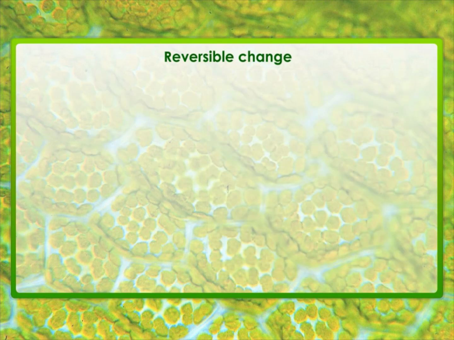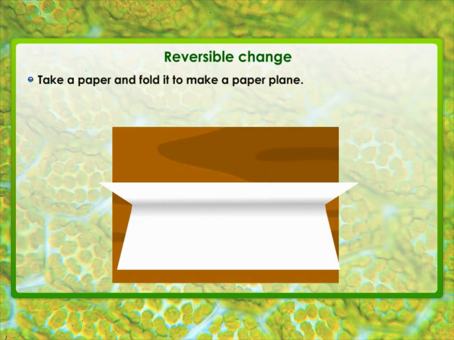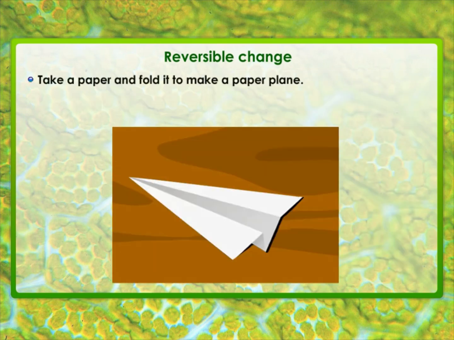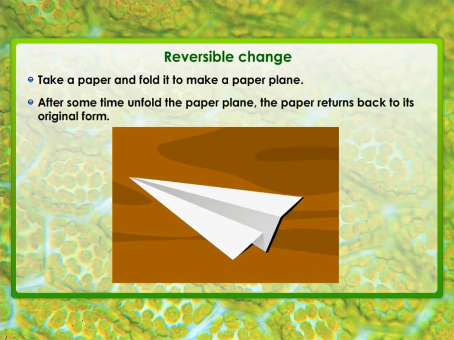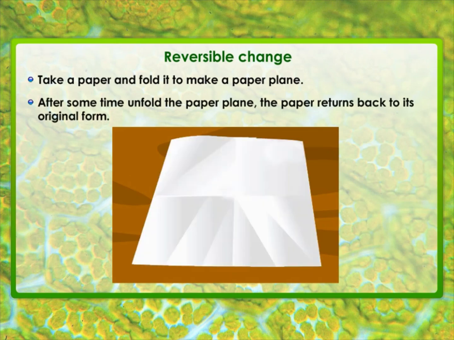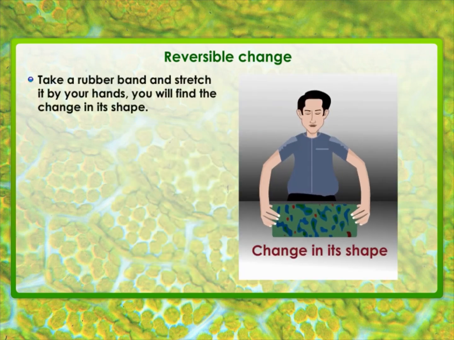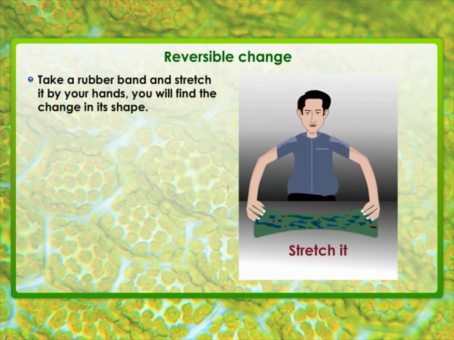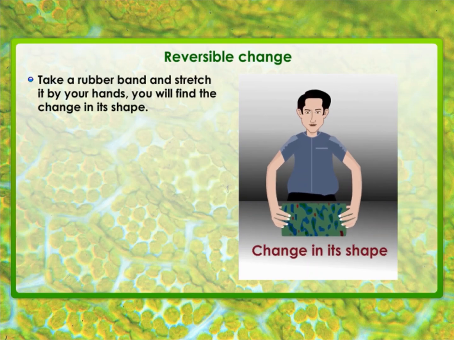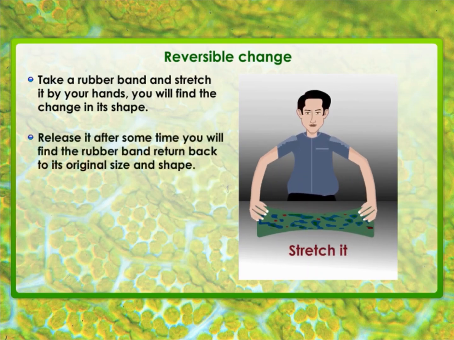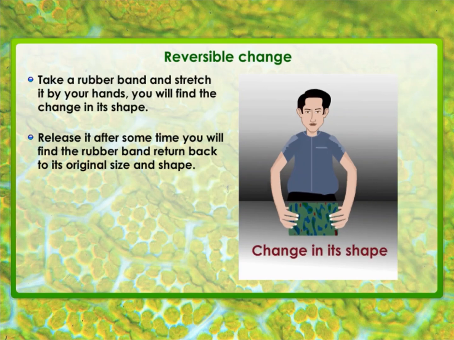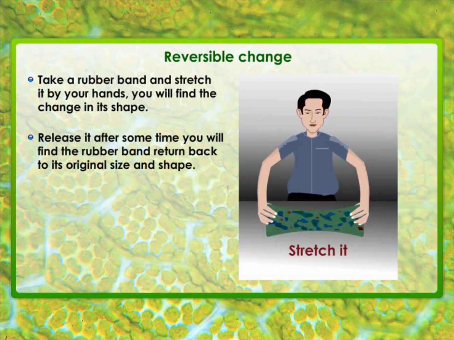Let us see another example. Take a paper and fold it to make a paper plane. After some time, unfold the paper plane. The paper returns back to its original form. In another case, take a rubber band and stretch it by your hands. You will find a change in its shape. Release it after some time. You will find the rubber band returns to its original size and shape.